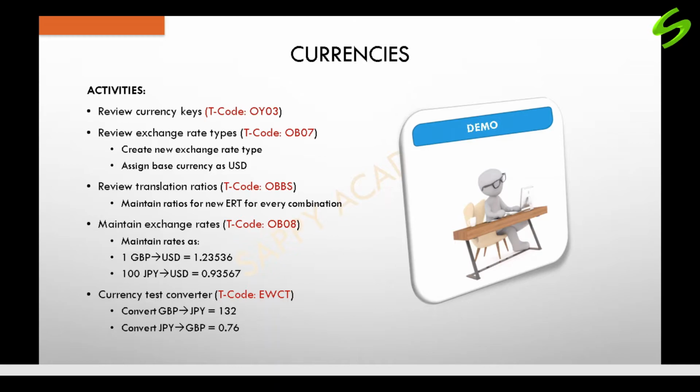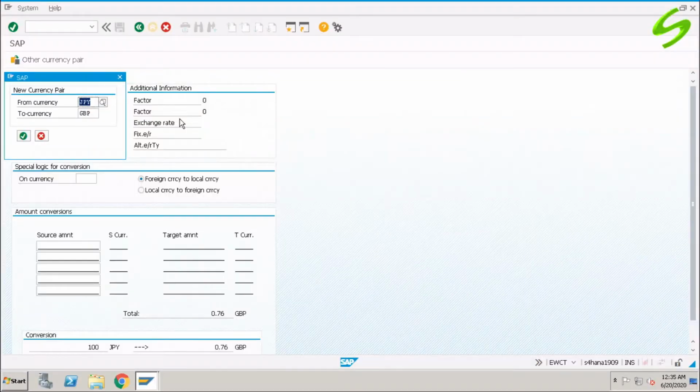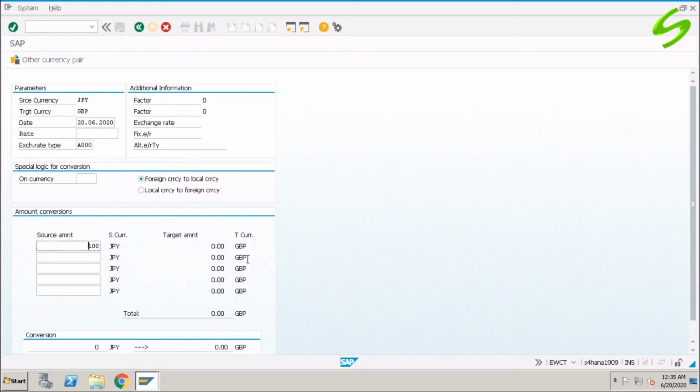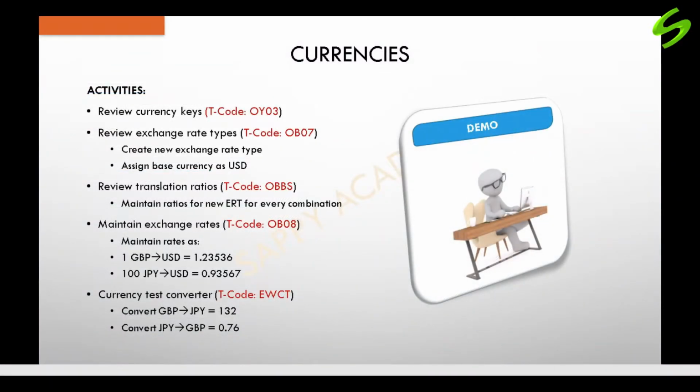We can also convert JPY to GBP. It will be 0.76. Let's check that as well. JPY to GBP, enter, and once I hit enter, it will calculate 100 JPY equals 0.76 GBP. This is exactly what we want. So this is how the base currency works in SAP.